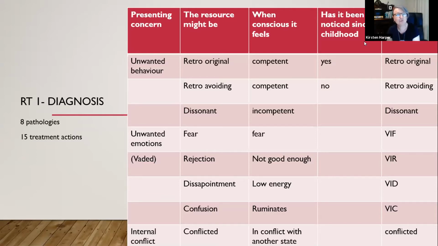With the unwanted emotions or faded states, we look at them being either fear, rejection, disappointment or confusion. As it says, when they're in the consciousness, faded in fear will feel fearful. Rejection will have feelings of not being good enough, not being worthy, inadequacy. Disappointment will have that low energy through to depression. Confusion will often present as rumination.